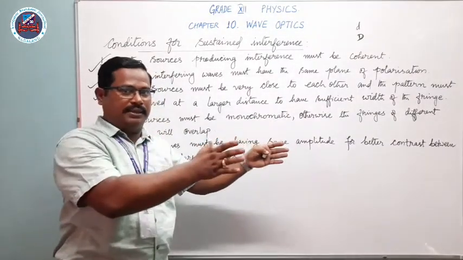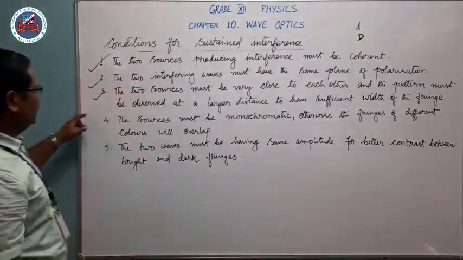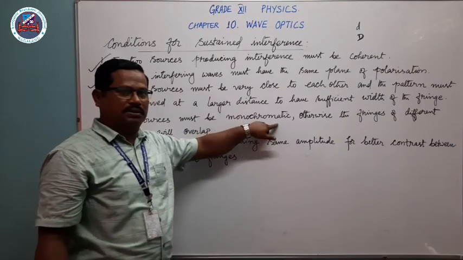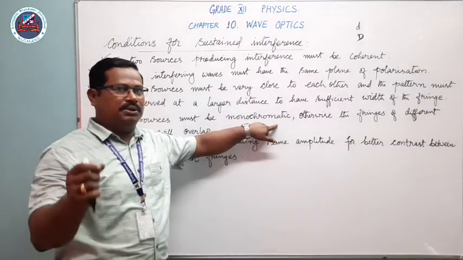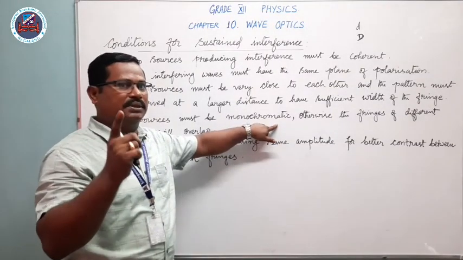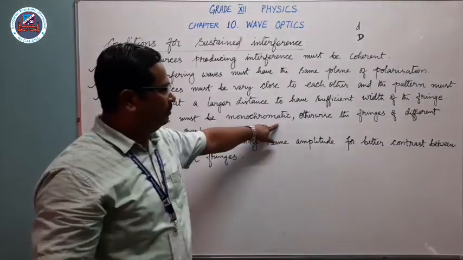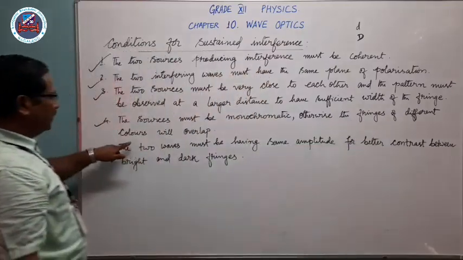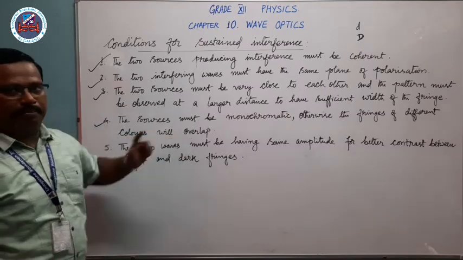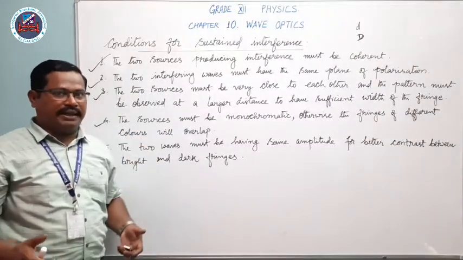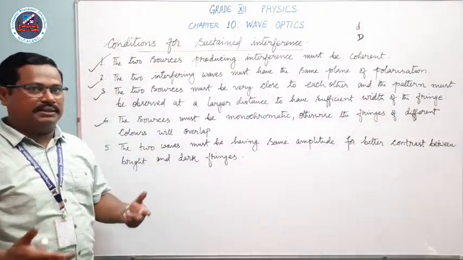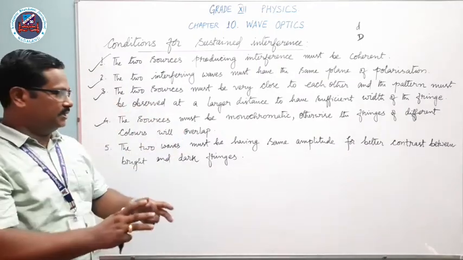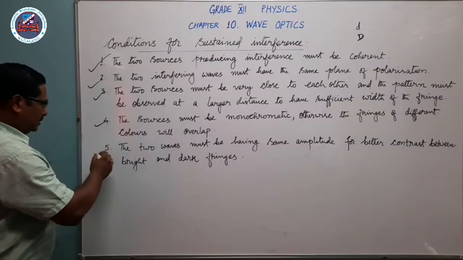You can study them carefully. Then the fourth point, the sources must be monochromatic. This also we have discussed already. It should be of single color. Light should be of single color with the same wavelength, or otherwise the fringes of different colors will overlap. If you use polychromatic light of many colors, then the colors will overlap and will not be distinct. You will not see the fringes distinctly.